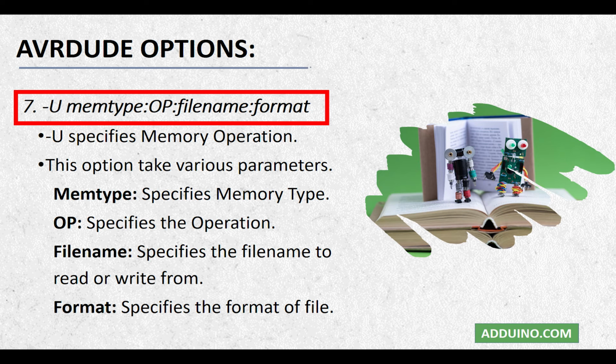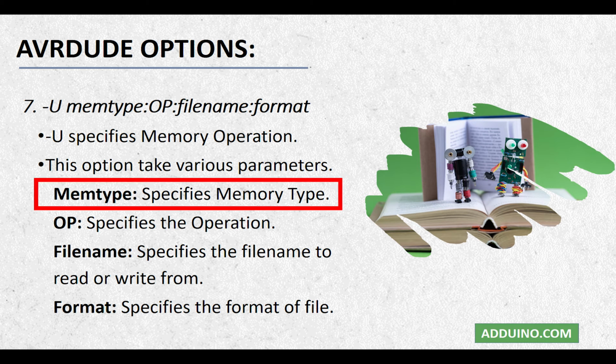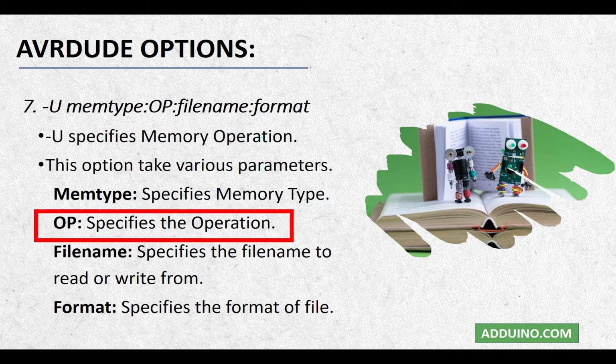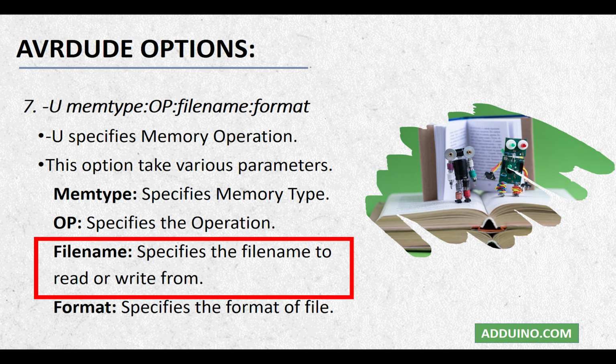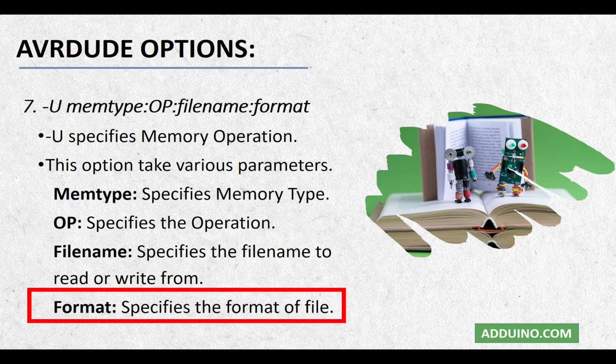-U specifies the memory operation to be performed. Let's discuss the different parameters that this option takes. Memtype. Memtype specifies the memory type to be programmed. OP. OP defines the operation to be performed. File name is the source or destination file to be read from or written to. And format parameter specifies the format of the file.